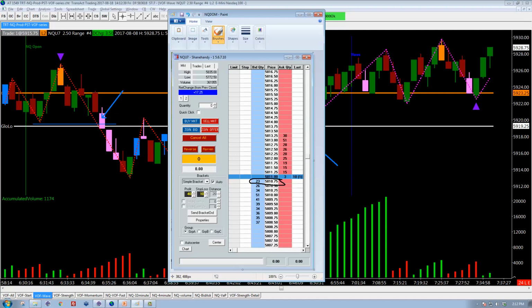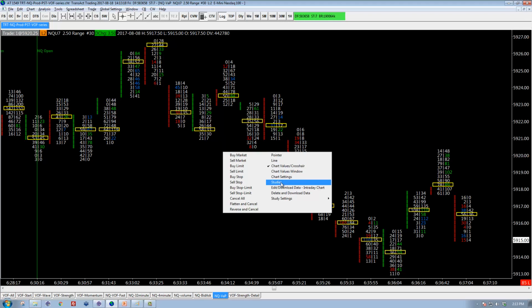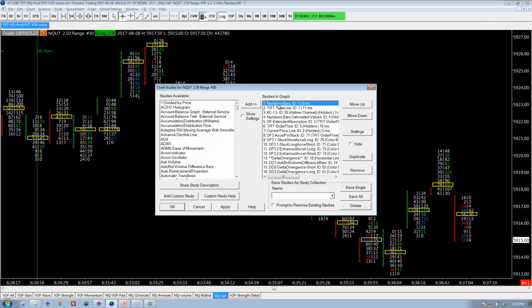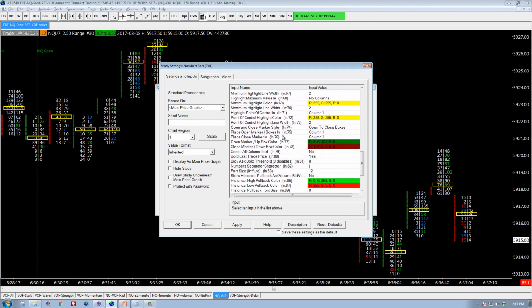Now the software will track this for us. It'll show us for every trade that occurred, did it go off at the bid or at the ask? Now we can see this in the chart. This is Sierra Chart, and there is a study called Numbers Bars. Here are the settings for it. It's a very, very complex study. If you're interested in the settings, here they are.